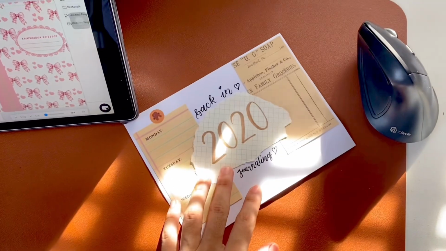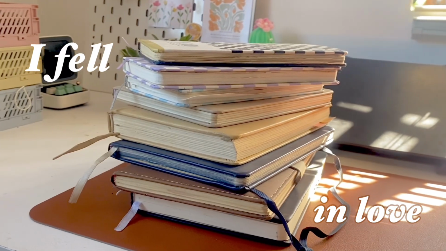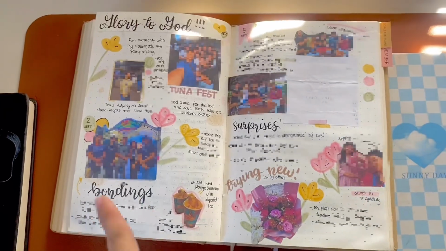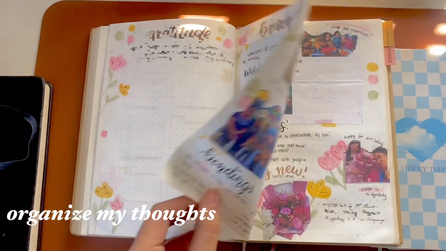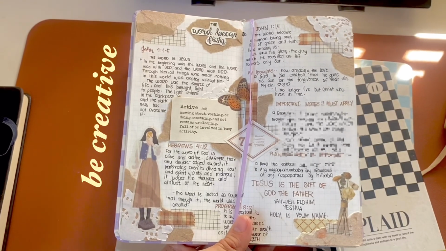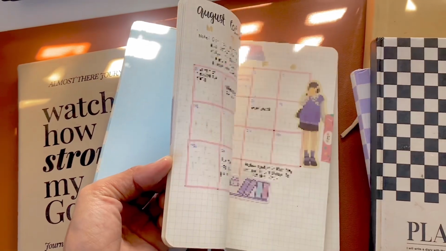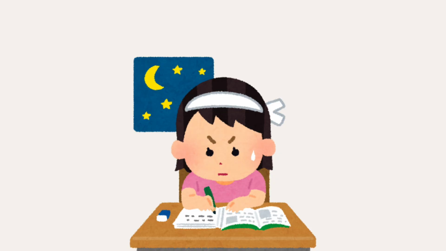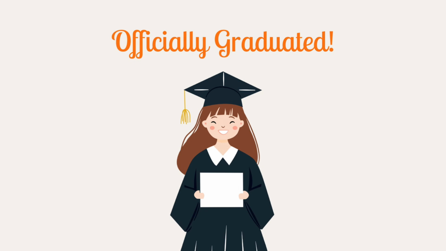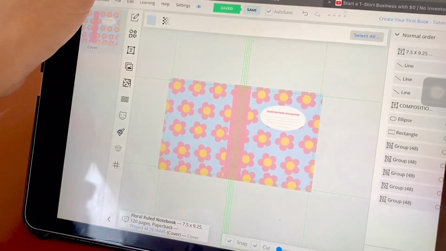Back in 2020, during the pandemic, I fell in love with journaling. It became a way to reflect, organize my thoughts, and just be creative. Ever since then, I've always dreamed of creating my own journals. In fact, I wanted to try Amazon KDP back in 2022, but since I was busy with college, I didn't really have the time. Now that I just graduated, I finally decided to give it a try.